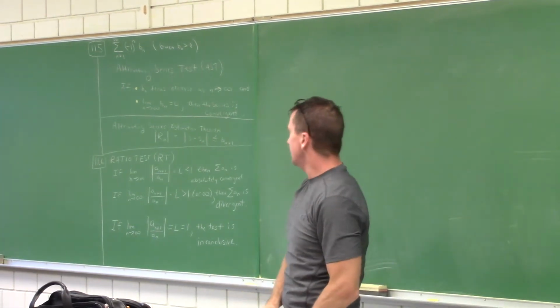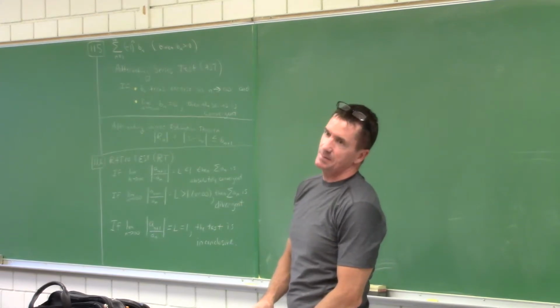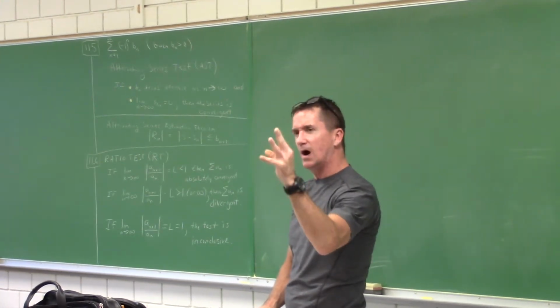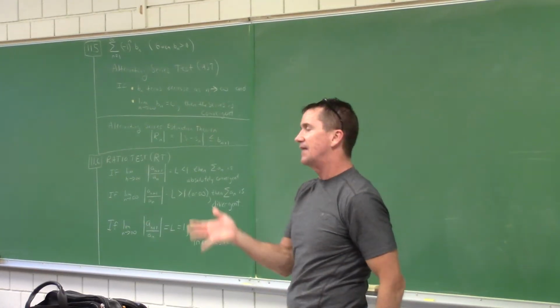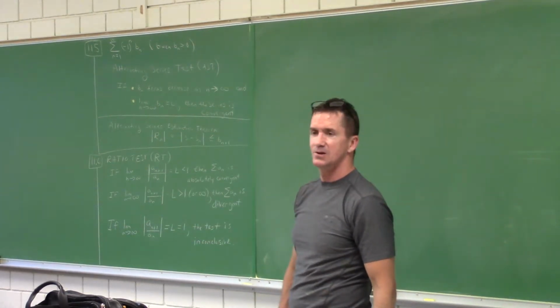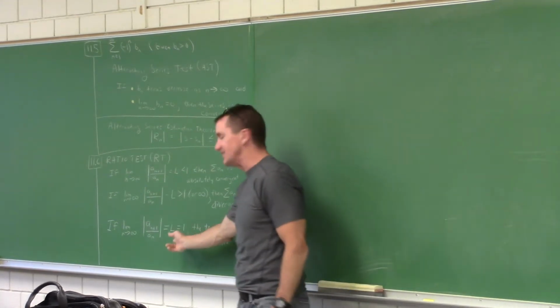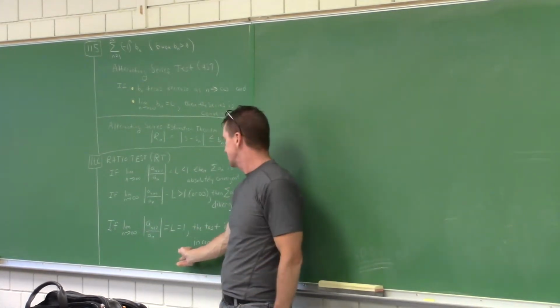If the limit's greater than 1, the series is going to be divergent. If the ratio we get turns into a perfect 1, we can't use this test. We'll have to use another test. Okay? So if you fall in love with this test, just be careful. When you get a limit equal to 1, you can't use it. You're going to have to use one of the other tests.